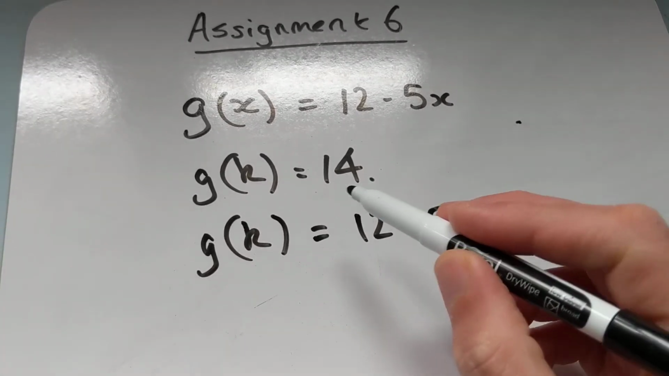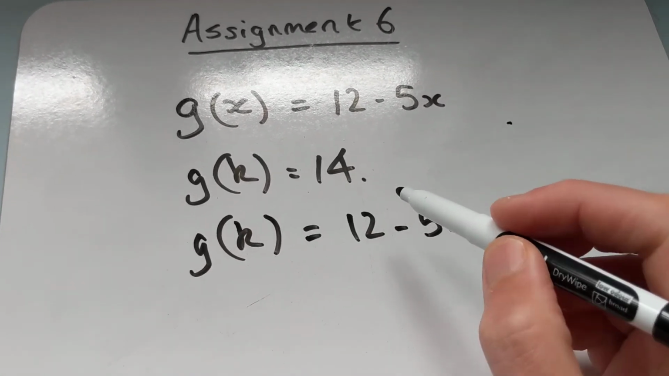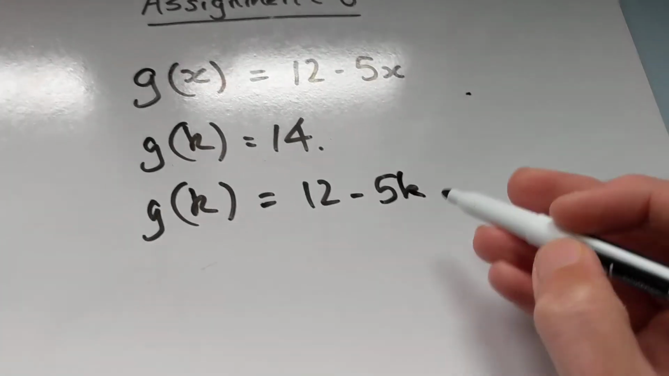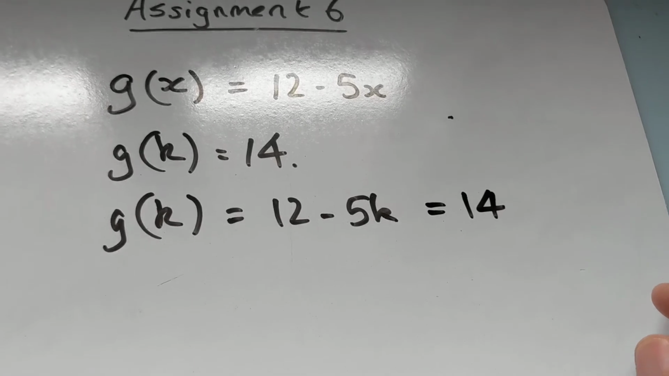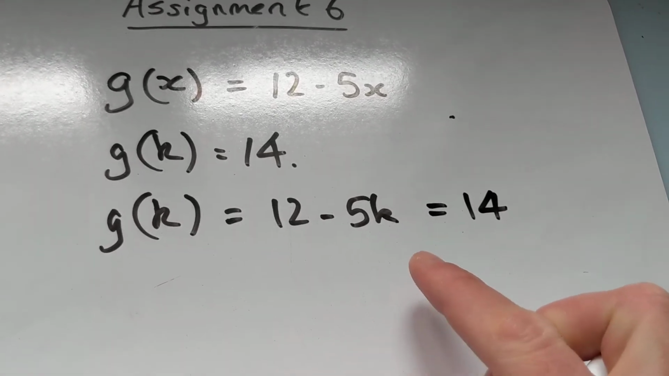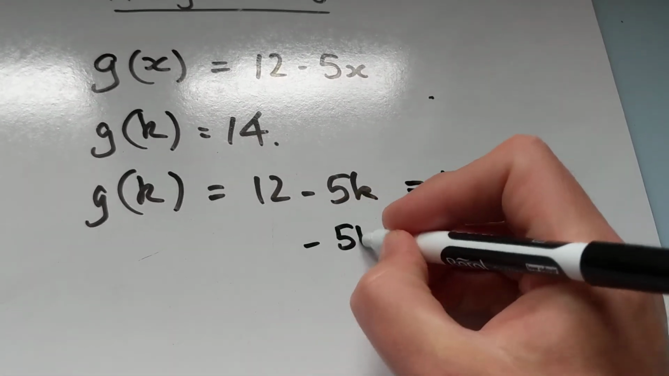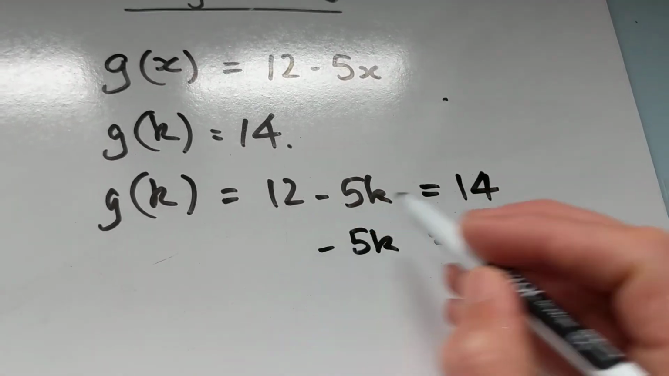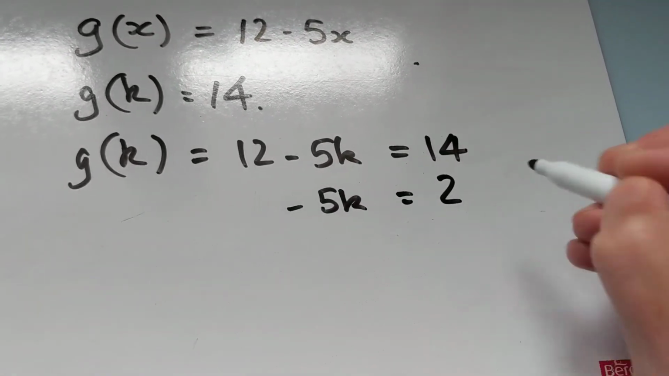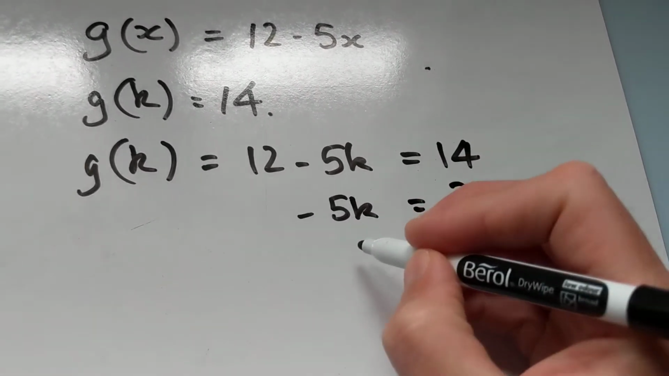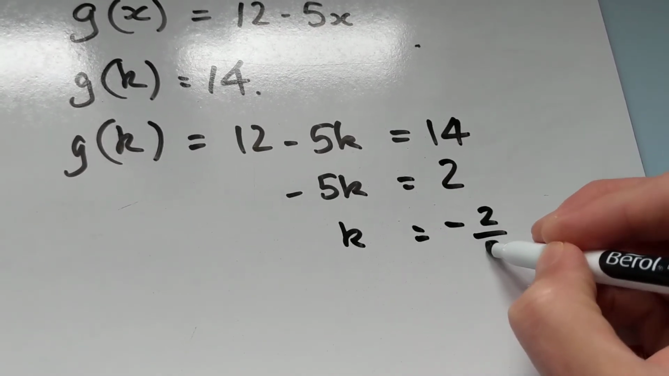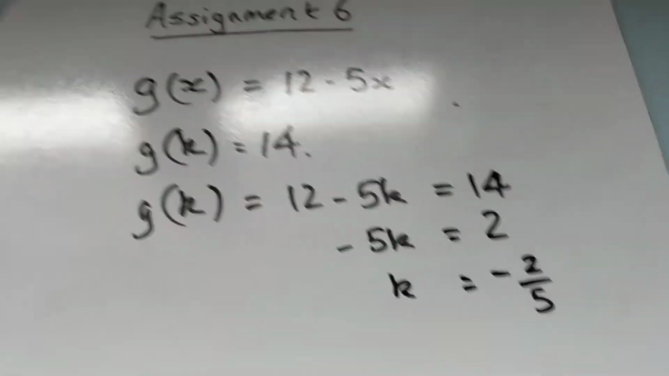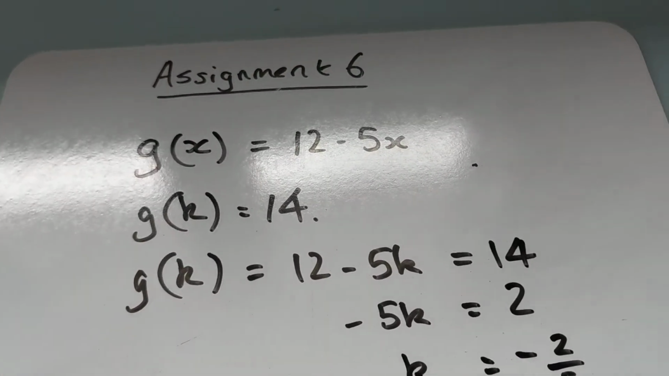Now if someone tells you that g of k is 14, that means whatever that function means is 14. So now we just need to solve this wee equation here. Keep your minus 5k. I want to take 12 off both sides, so that'll be 2. And then divide through by minus 5. So we get minus 2 over 5.